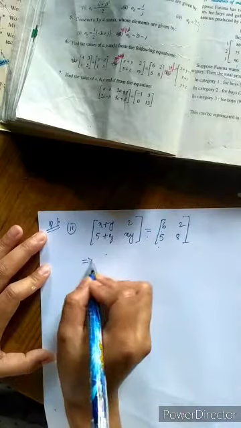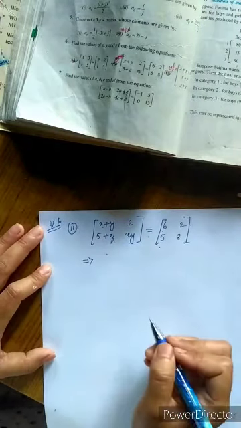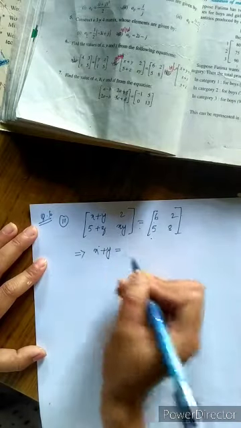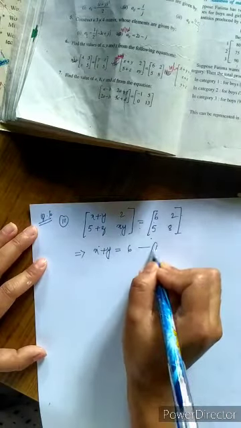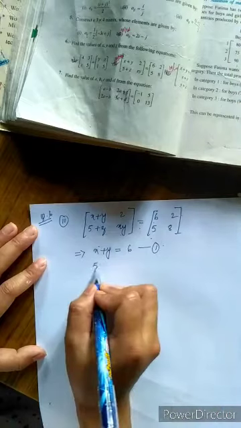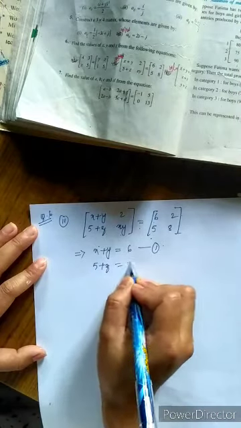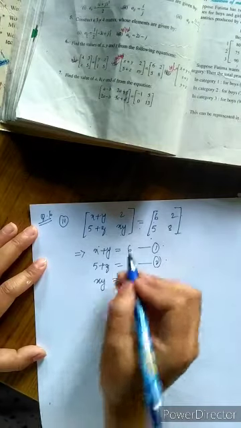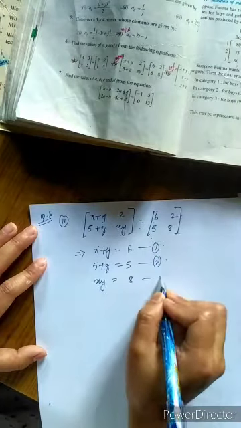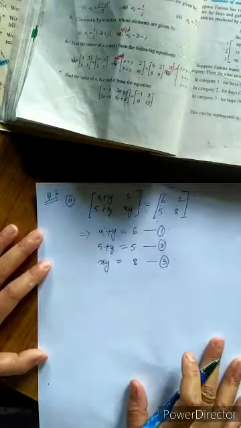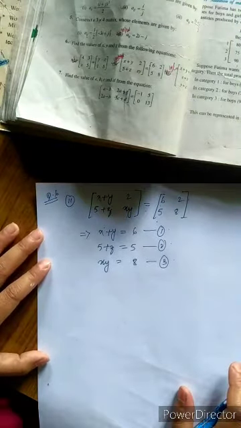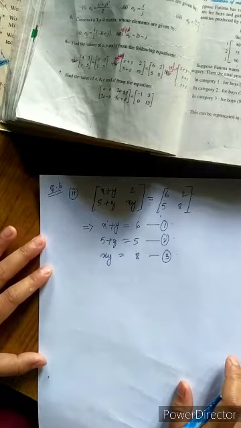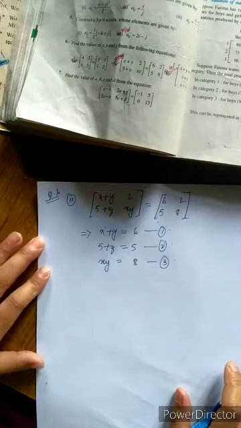By equality of matrices we have first element x plus y is equal to 6. Write equation number 1. Then 5 plus z is equal to 5. Write equation number 2. And xy is equal to 8, equation number 3. We have 3 equations. By using these 3 equations, we need to find the values of x, y, and z.